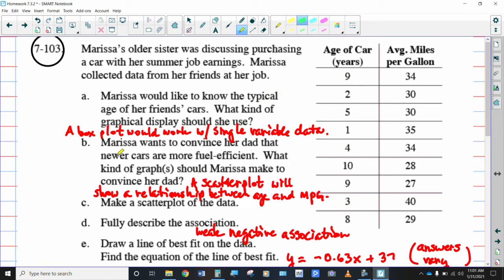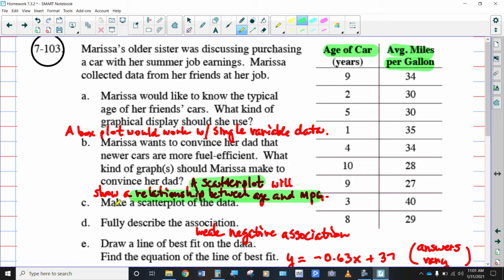Marissa wants to convince her dad that newer cars are more fuel efficient. What kind of graph would work for this? All right, now you're trying to see what the age of the car has to do with its fuel efficiency, miles per gallon. This would be what they call bivariate data. Bi meaning two, and variate meaning two different variables. So you've got an independent and a dependent variable for this situation, which is perfect for a scatter plot. So we can see the relationship between age and miles per gallon. And maybe we will see a strong association. Maybe we'll see that it's very weak or no association. But this is how you would check.